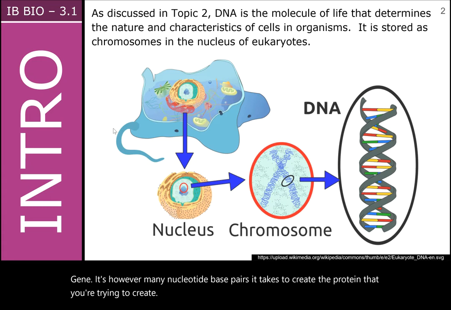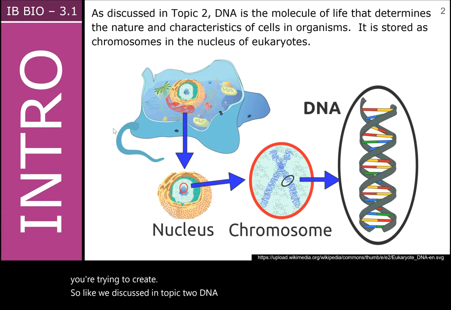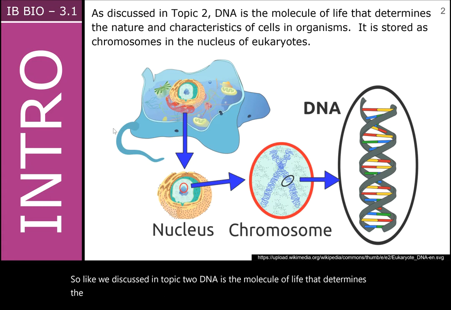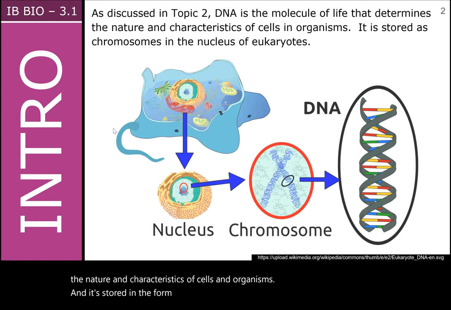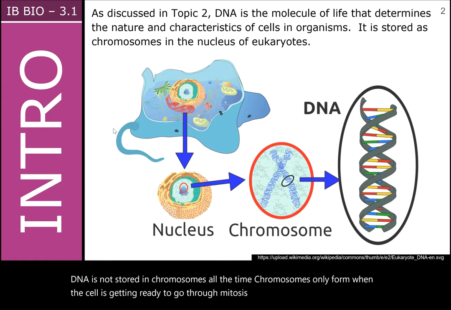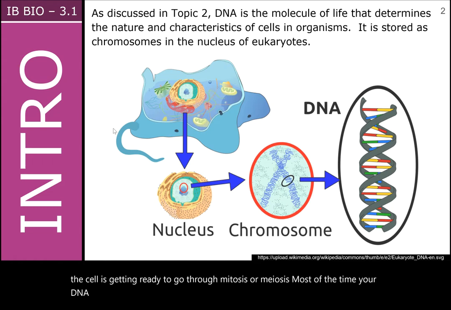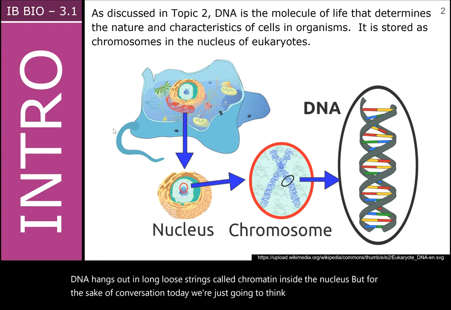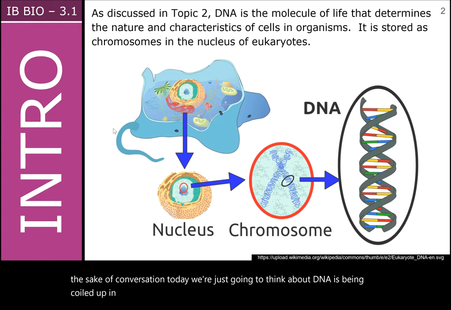So, like we discussed in topic 2, DNA is the molecule of life that determines the nature and characteristics of cells and organisms. And it's stored in the form of chromosomes in the nucleus of eukaryotes. Now, that's a little misleading. DNA is not stored in chromosomes all the time. Chromosomes only form when the cell is getting ready to go through mitosis or meiosis. Most of the time, your DNA hangs out in long, loose strings called chromatin inside the nucleus. But for the sake of conversation, today we're just going to think about DNA as being coiled up in these nice packaged chromosomes.